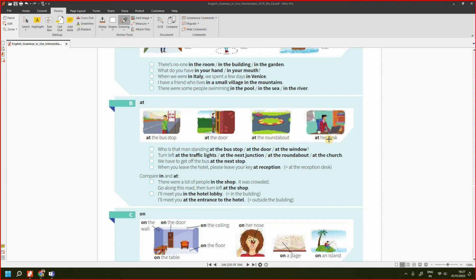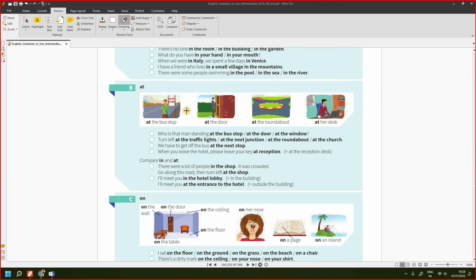At the roundabout. At a desk. At a desk means at work. For example, if I say my friend is at her desk, அப்படின்னா it means that she is at work. She's doing that work. Something like that. So you can read all these examples by yourself to get better understanding, and then you should also know where to use which and what.